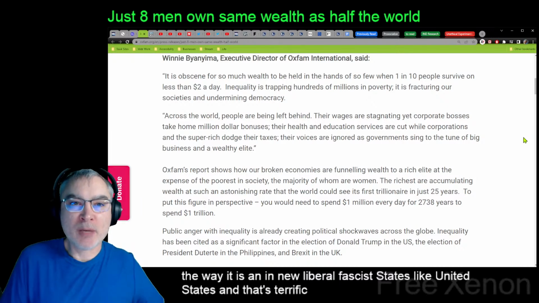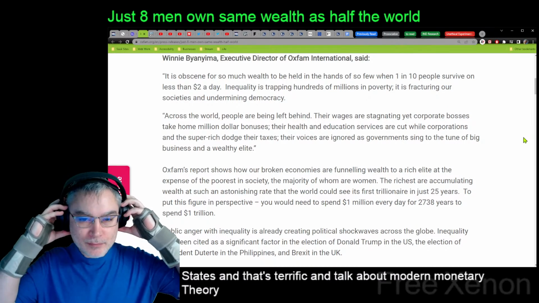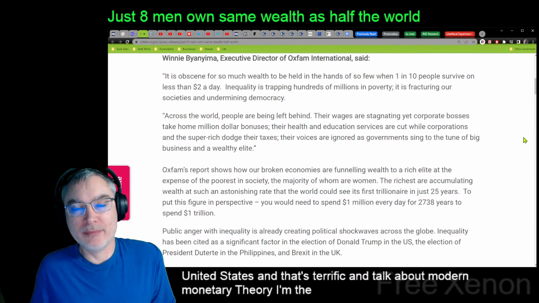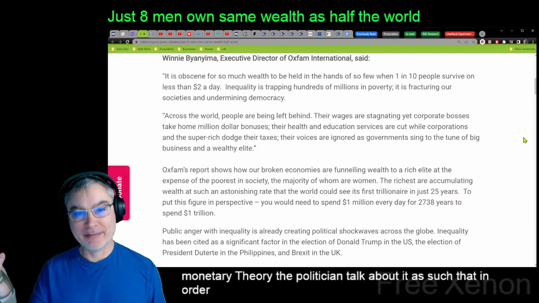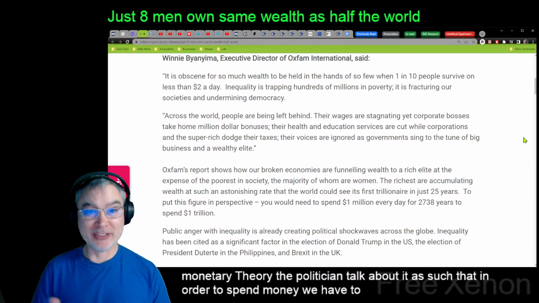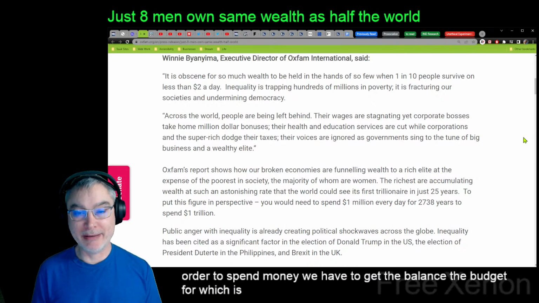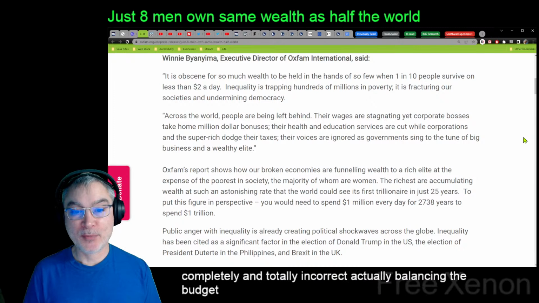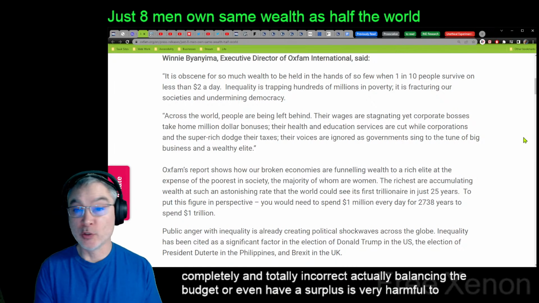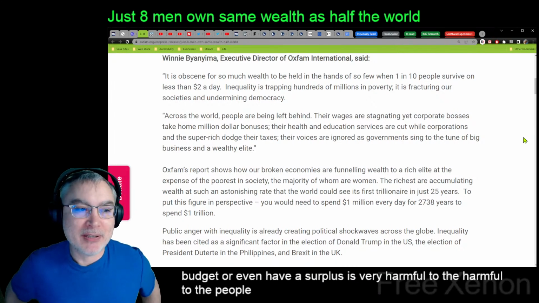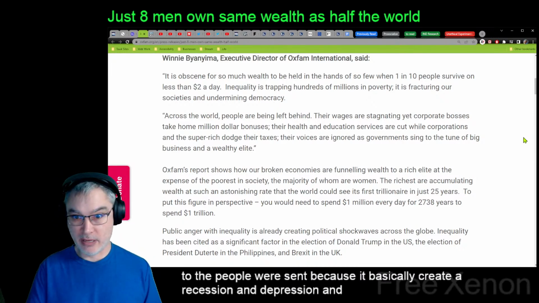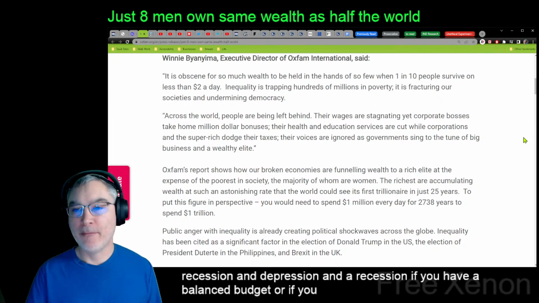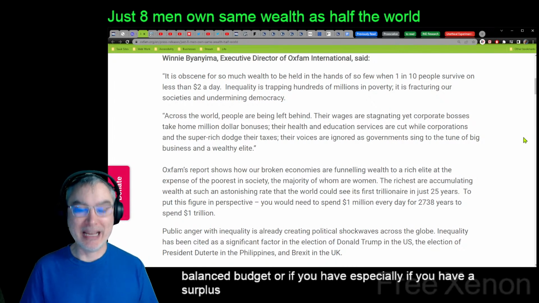And as we talk about modern monetary theory, the politicians all talk about it as such that in order to spend money, we have to balance the budget, which is completely and totally incorrect. Actually, balancing the budget or even having a surplus is very harmful to the people, harmful to the 99%, because it basically creates a recession or a depression if you have a balanced budget, and especially if you have a surplus. A surplus is devastating.